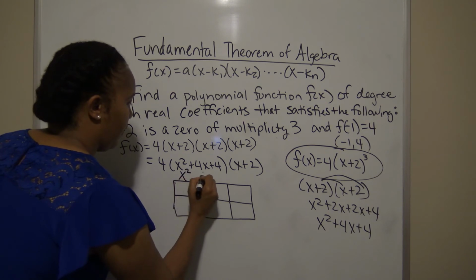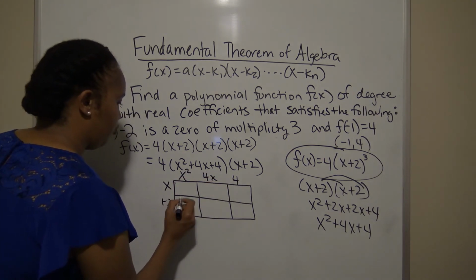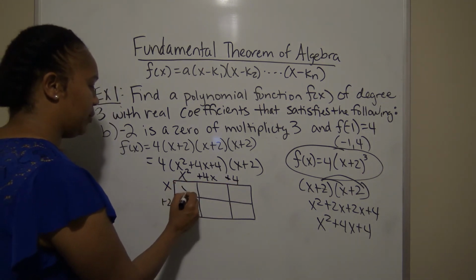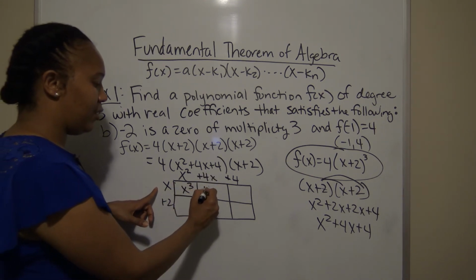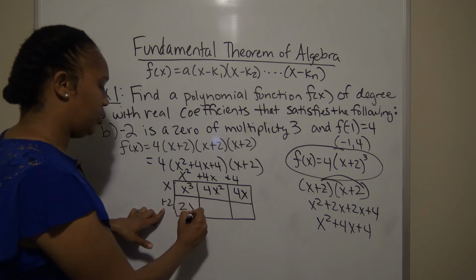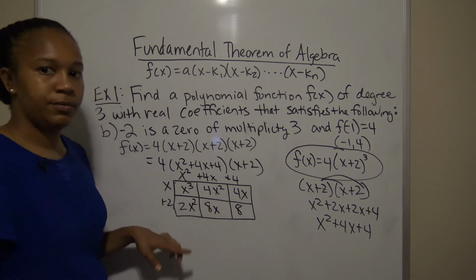X squared, 4x, and 4, and then x and plus 2. So all these are positive, so that's why I didn't write the sign at first. But x squared times x is x to the third. So I'm multiplying what's on top and what's on the side. That'll be 4x squared. That'll be 4x. That'll be 2x squared, 8x, and 8.